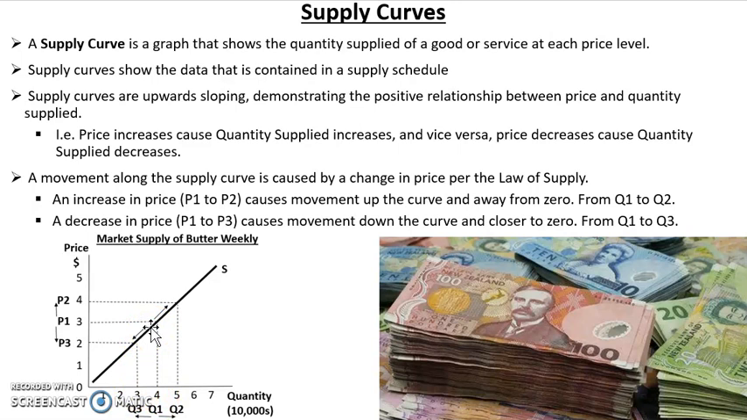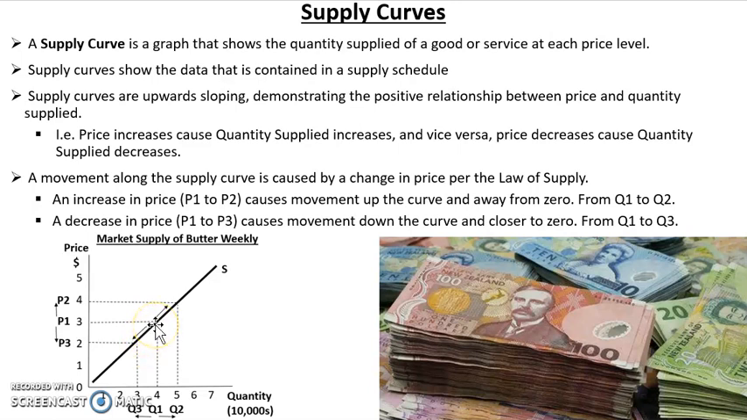Just like our price changes on a demand curve, when we have a price change, it's a movement along the curve. And so the decrease in price means our producers are going to decrease their quantity supplied. This is because at the lower price of P3, they aren't able to make a profit on the units above 30,000. So they decrease their quantity supplied so that they don't make a loss, which is like a negative profit.